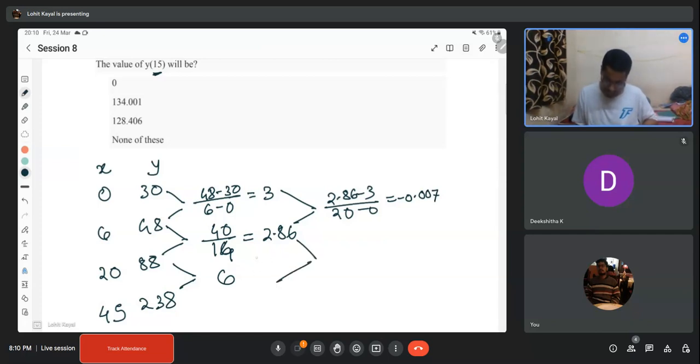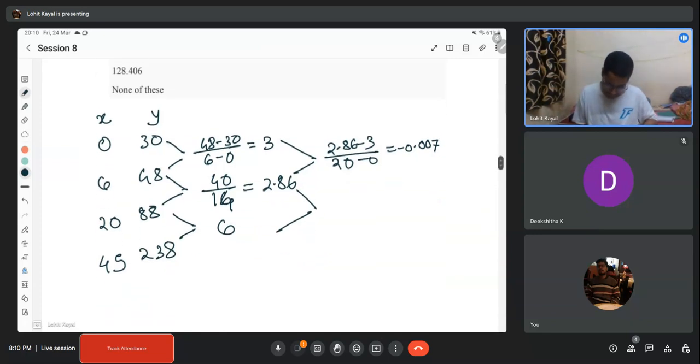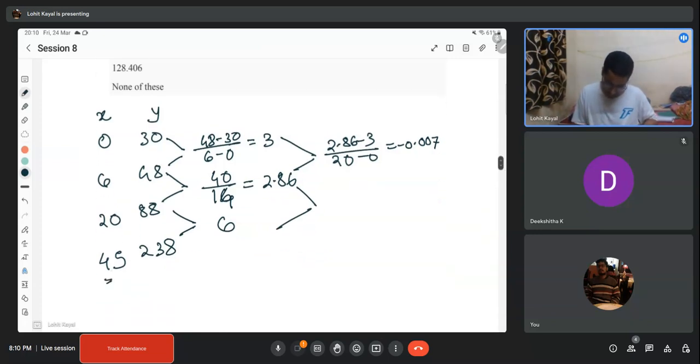And this value, this is 6, so it is 6 minus 2.86, coming from 45, and this 2.86 just follow the arrow, it is coming from 6. So 6 minus 2.86 divided by 45 minus 6, that is 39, so it is 0.0805.